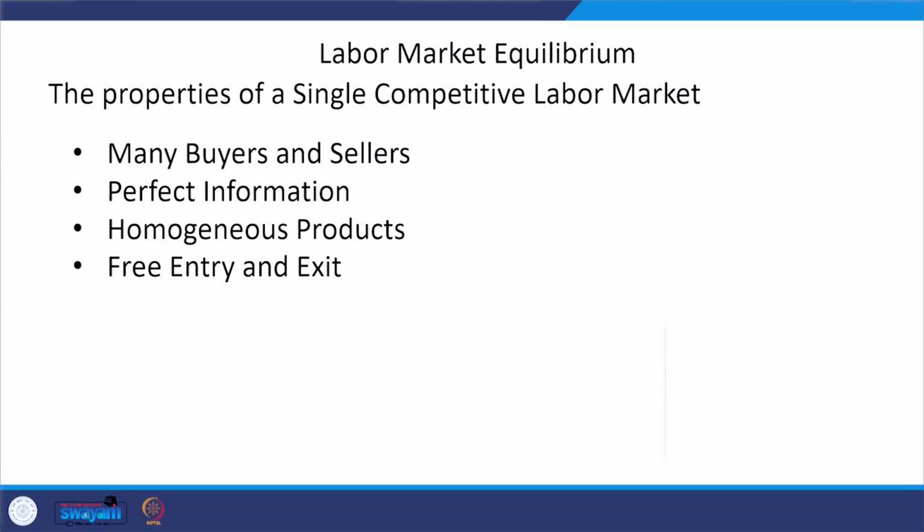Further, the fourth property is free entry and free exit. The workers are free to enter or exit the labor market based on their preferences and opportunities, and the farms can enter or exit the industries without any significant barriers. So, the workers and the farms can anytime enter into the labor market, and they can anytime get out of the labor market. This ensures the labor market participants can respond to the changes in the demand and supply conditions without any difficulty.